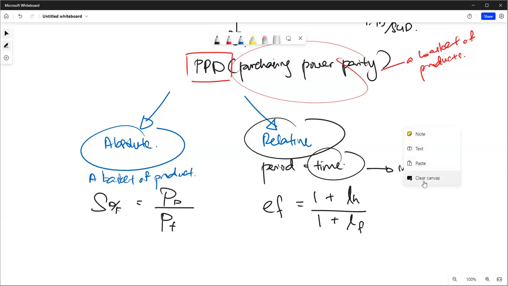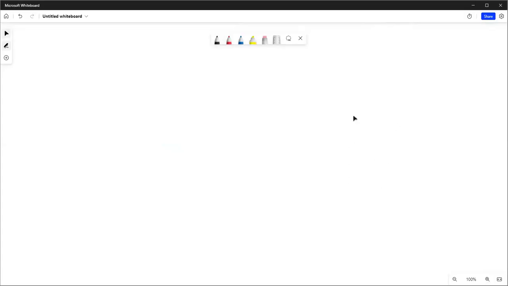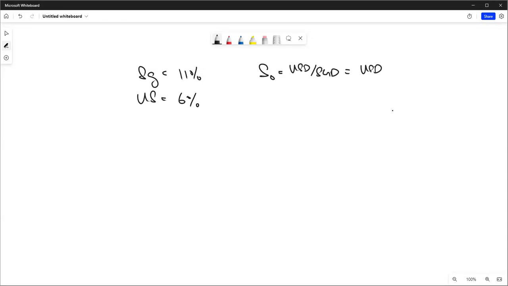We will be moving on to the next section, talking about the calculation here. Question number 2. The 1-year interest rate in Singapore and US is 11% and 6% respectively. Singapore is 11%. US is 6%. The spot rate of the Sing dollar is 50 cents. The spot rate of USD to Sing dollar is USD 50 cents.